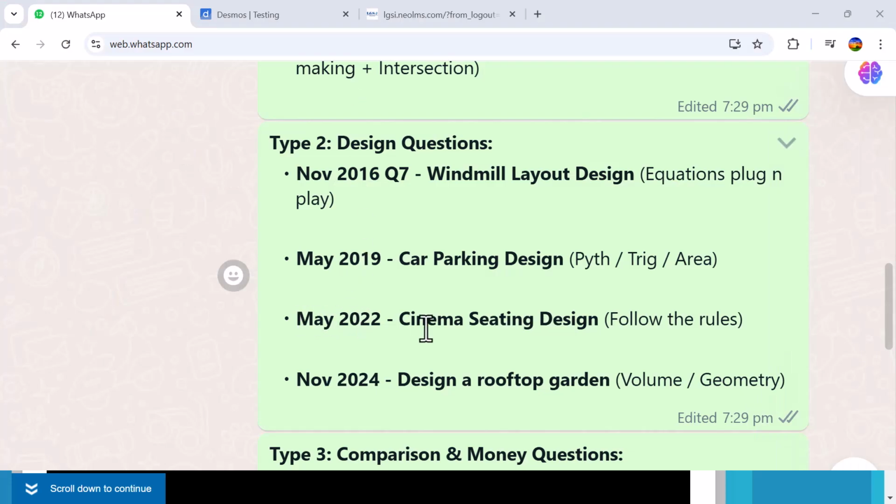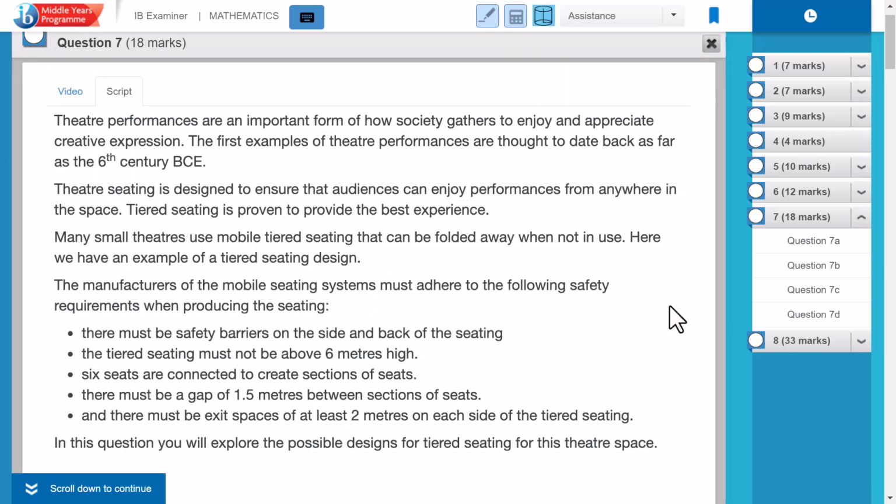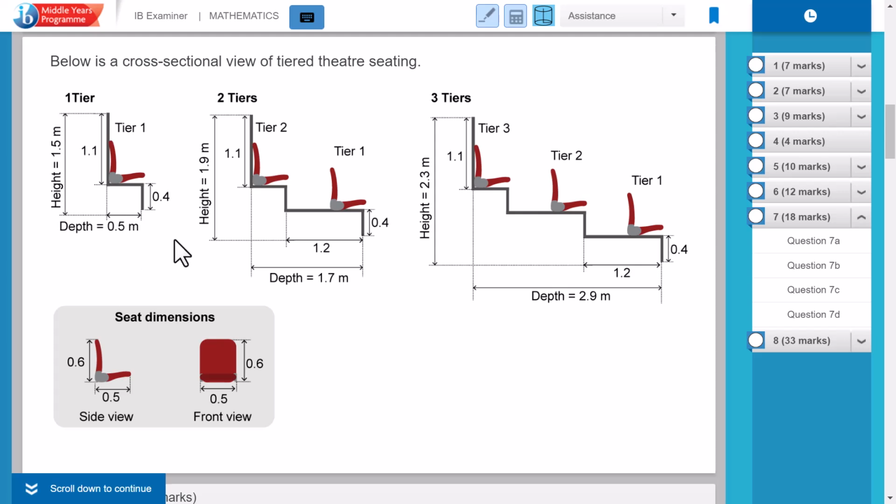So on to May 2022, the cinema seating design. It's all about following the rules. Let's go. May 2022. So these are all of the conditions, all of the videos about cinema seating. And this is a very intimidating diagram. I see more than 20 different dimensions over here and I am confused. Let's read the question.